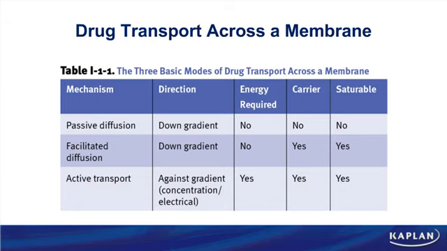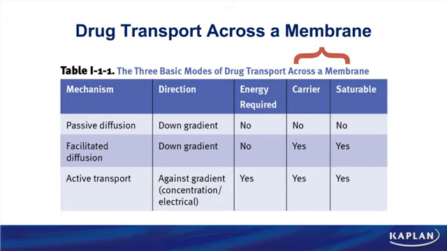Next, we're going to talk about drug transport across a membrane. When you look at this diagram, there are really three basic mechanisms for drug transport: passive diffusion, facilitated diffusion, and active transport. But when I look at the different columns here, the two that I want you to always link together, the carrier column and the saturable column. See, these two columns go together because a system that uses a carrier can be saturated.